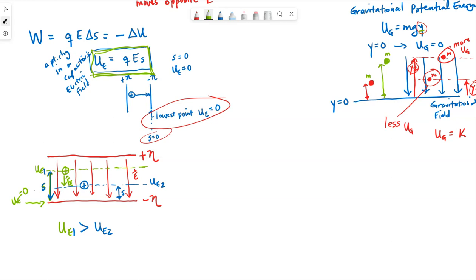Okay, this equation though also works for negative charges. Let me just draw this picture again really quick.